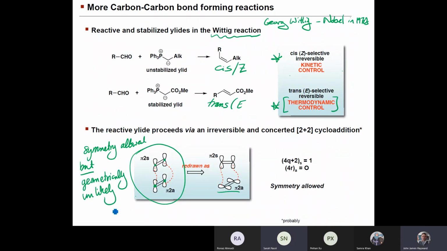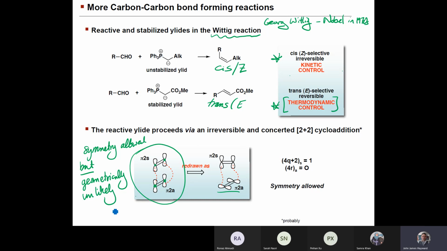Is it going to be like a partial overlap, so it's not very favored because it's going with the opposite phase as well? Well, I've not drawn in any phases here, and that's for a very good reason. Namely that in a cycloaddition, you've got both of them happening at the same time, which is, I know, a bit weird.